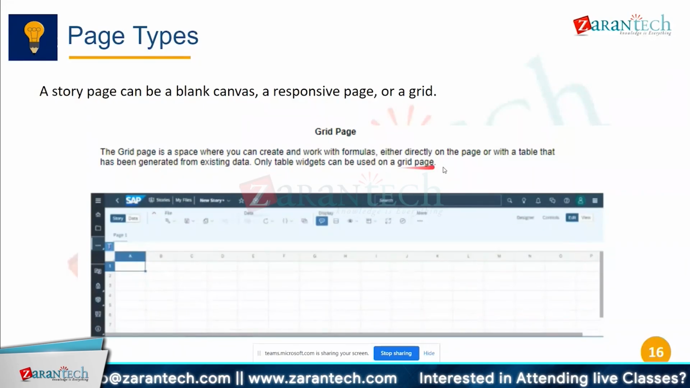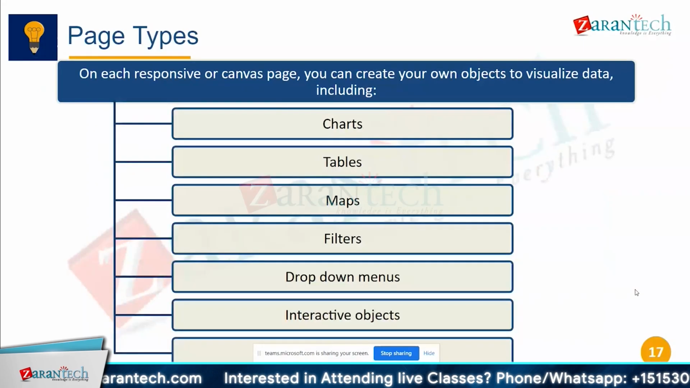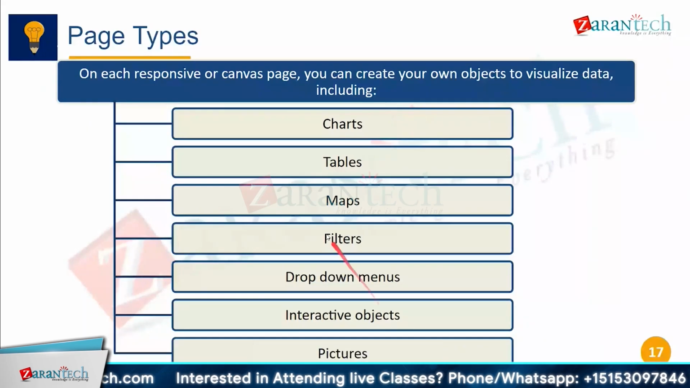Only table widgets can be used in a grid page. So nothing else can be added. It's just the rows and columns. Now we have seen the page types. Now let us see what are the different elements with respect to options available within a page.